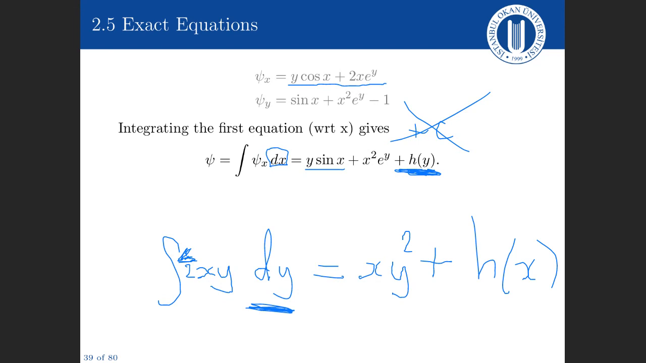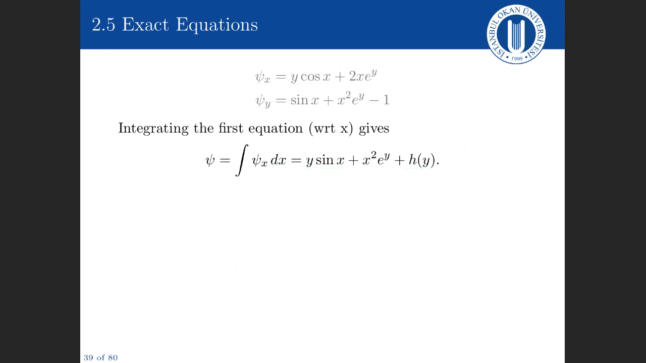And just think about this. This needs to be the opposite of differentiation. If I take, for example, this function, and I take the x derivative of it, I take the derivative of y sine x, which is y cos x, plus the derivative of x squared e to the power y, that's 2x e to the y, plus the derivative of h of y with respect to x, but that's plus 0. So we would go back to where we started.